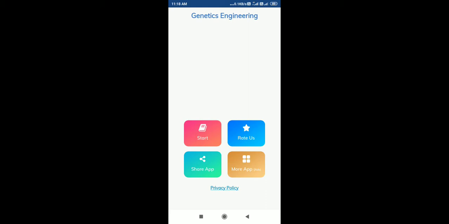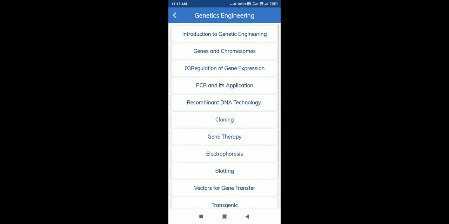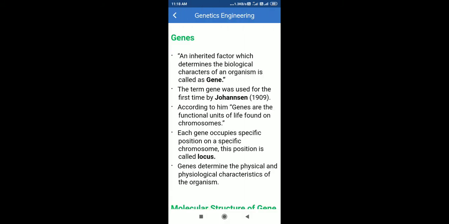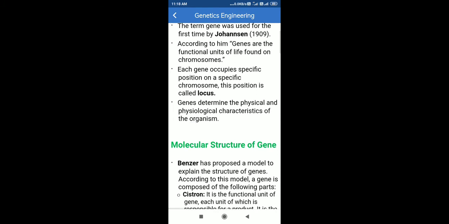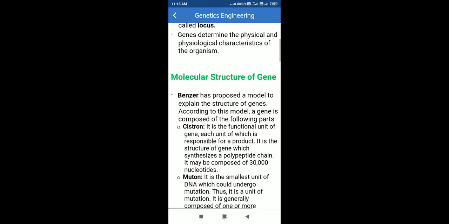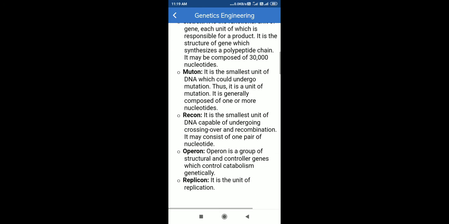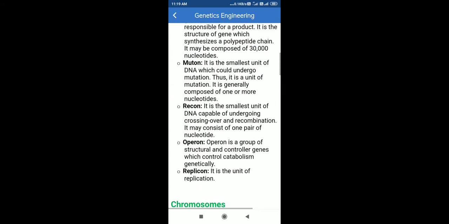Now, to understand what genetics is, you have to know what a gene or a genome is and things like that. So this is why we are going into the introductory aspect of what genetic engineering is, what genes and chromosomes are. An inherited factor which determines the biological characters of an organism is called a gene. A gene is a group or set of chemical strands present in the chromosome, which are identified as the structural formation and the characteristic formation of humans. That is why it is called a gene.